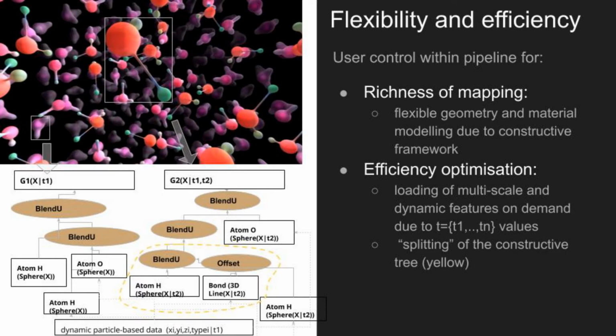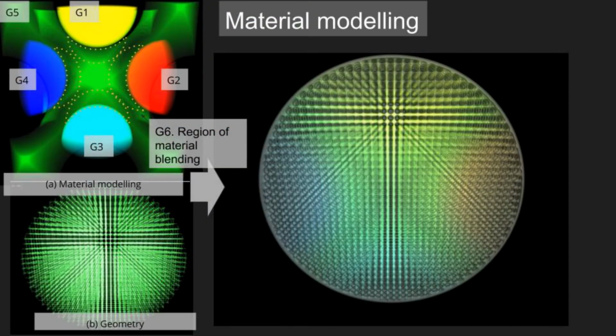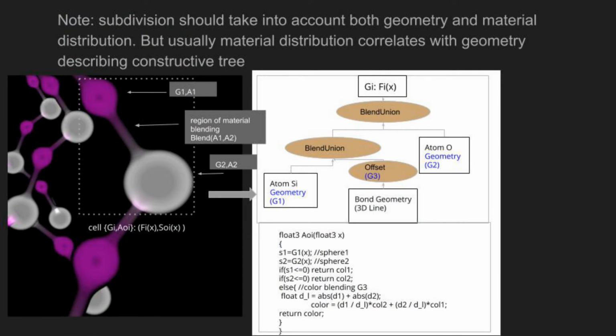Technically, in terms of visual pipeline design, the programmer has flexibility in handling both modeling and efficiency optimization aspects. The introduced subdivision has to consider both geometry and material modeling aspects. In digital fabrication, the volume material is modeled as a set of homogeneous regions and blendings between them. Very often, there is a correlation between the material geometry regions and geometry used in the SDF constructive tree. This simplifies the further subdivision task.